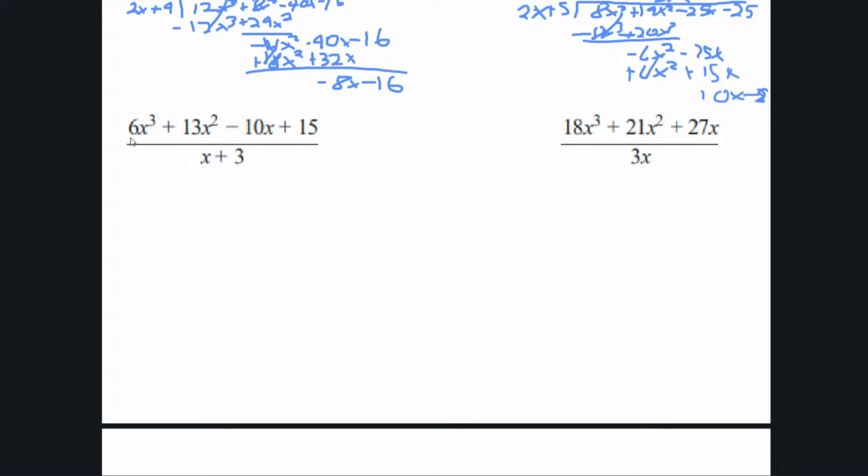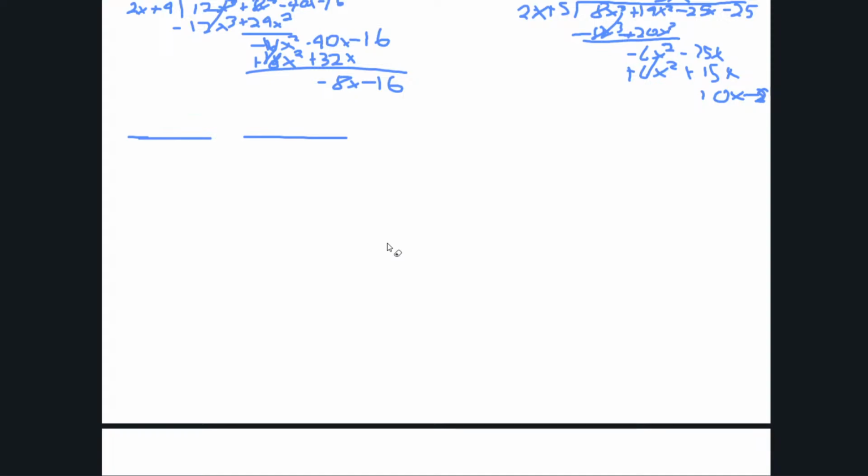Let's give it a try. Let's try grouping the first two and the last two. So in the first two we have x squared times 6x plus 13. And in the second two, we have negative 5. We're trying to get the same values on the inside though, I think. I don't think there's a way to do that with those. Huh. I may just actually have to do polynomial division here.